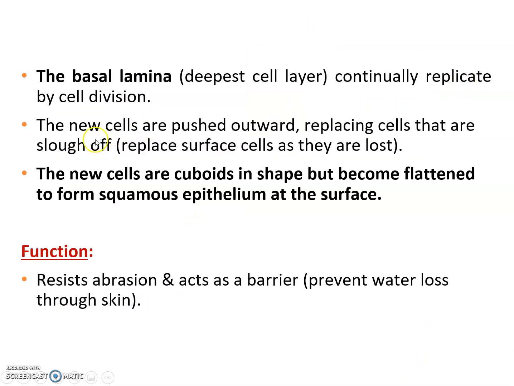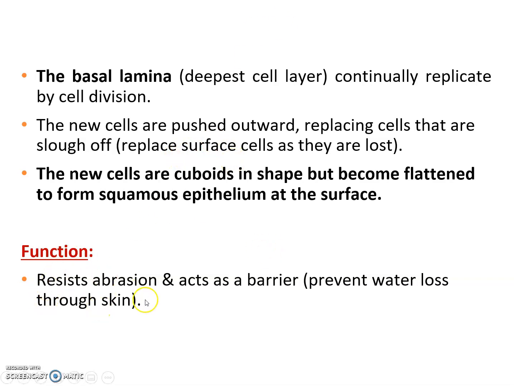Okay, so the new cells are cuboidal in shape. The new cells are located near the basement membrane, but they will become flattened to form the squamous epithelium at the surface. So the new cells will be pushed outward, replacing the cells that are sloughed off. The topmost layer usually will be sloughed off frequently, so the new cells will be pushed upward to replace the old cells.